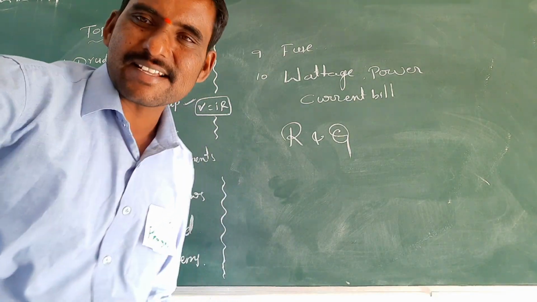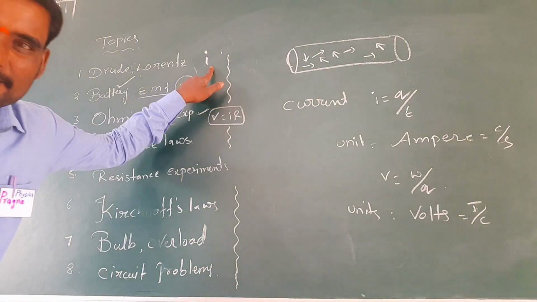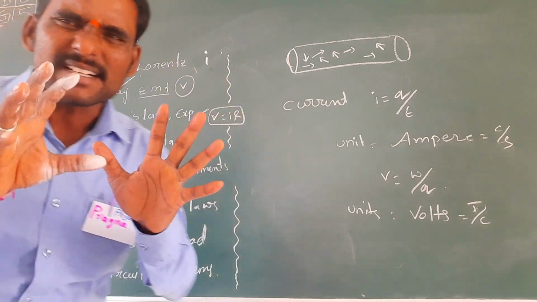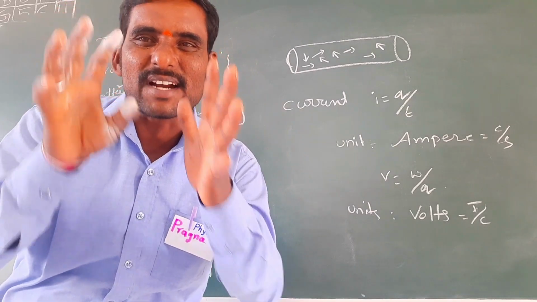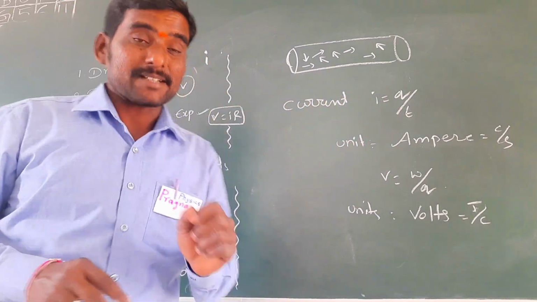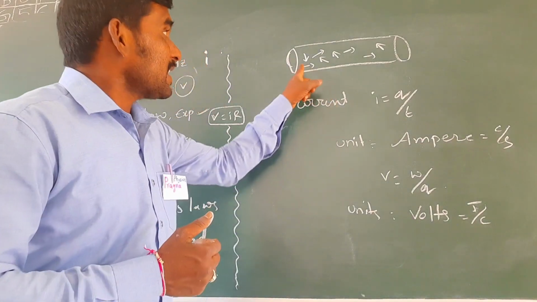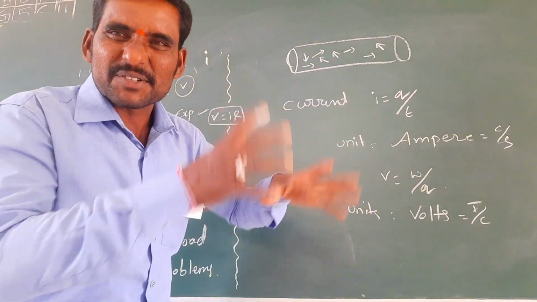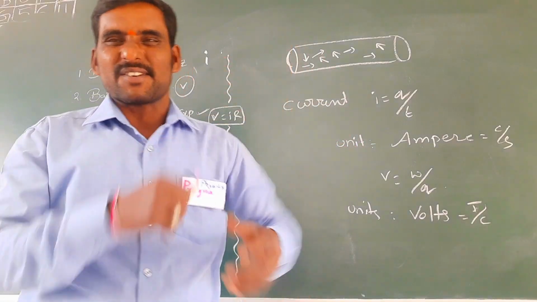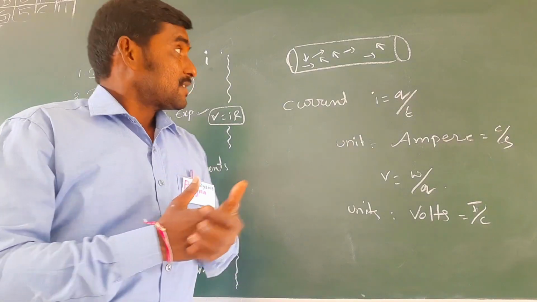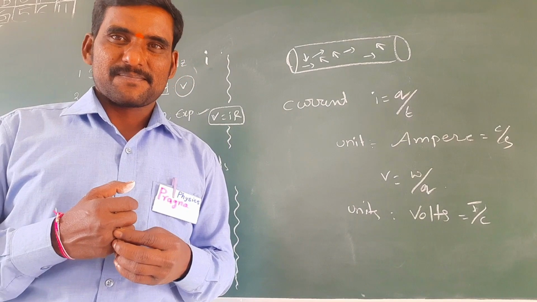Pay attention. See here. The first one is about current. Current is generally the motion of electrons. Flow of electrons is called current. That is the general idea, but Drude-Lorentz gave a beautiful expression. In a conductor, there are so many free electrons. The free electrons are moving in disorder. If all the electrons move in one direction, then current is possible.